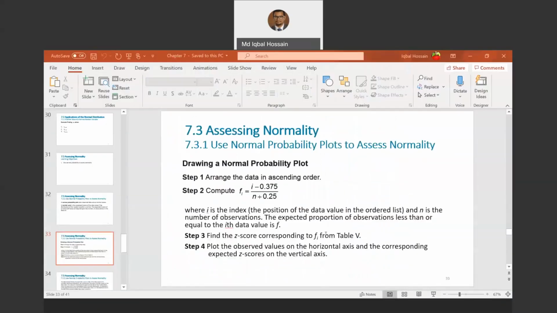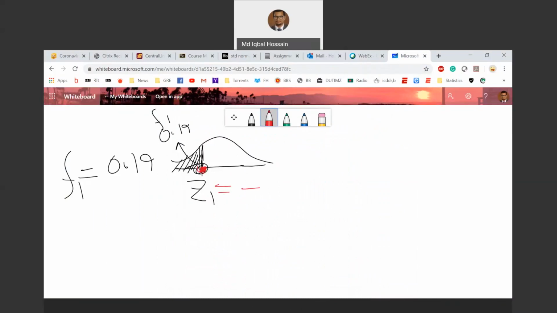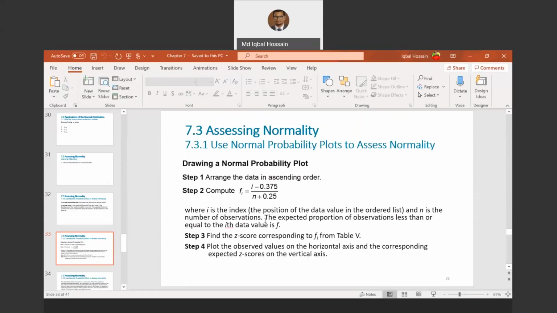So we have negative 0.87. As I said, now we have our F1 and we have our Z1, right? Let me write the value here so that we don't forget: negative 0.87. We know our F1 value and our Z1 value. Now we have the Z score and the F value. Now we are plotting the observed value on the horizontal axis and the corresponding expected Z score on the vertical axis. So how are we doing it?